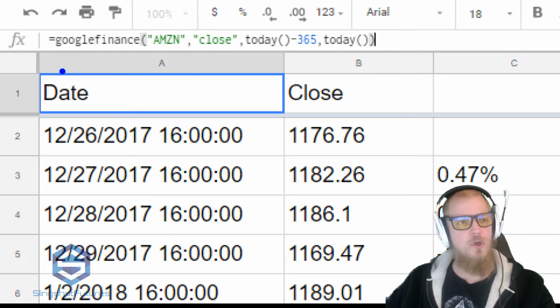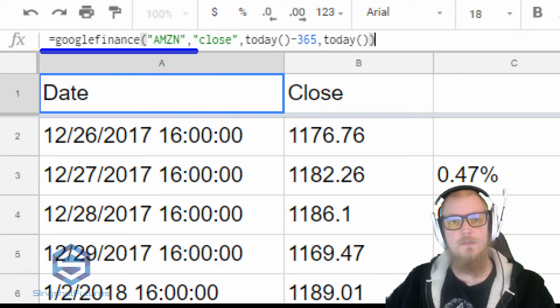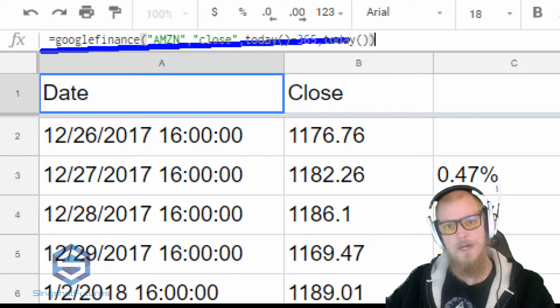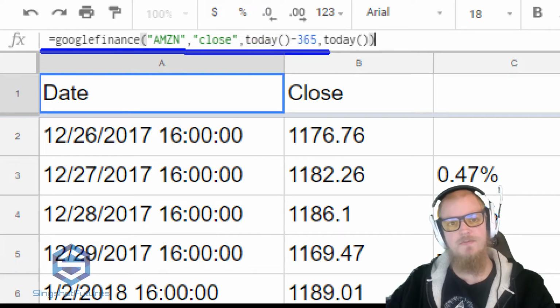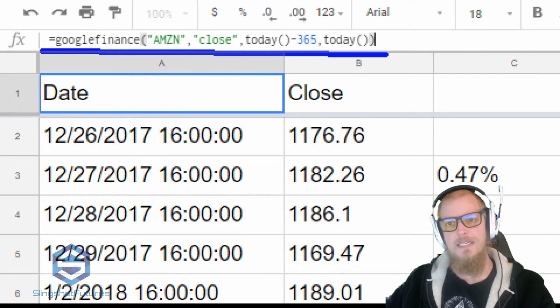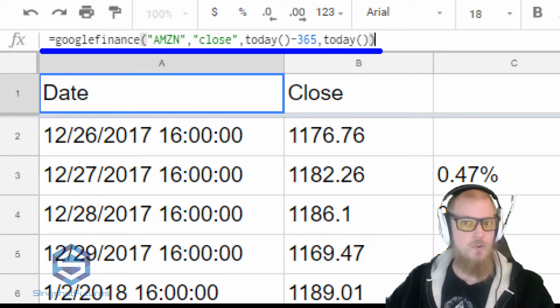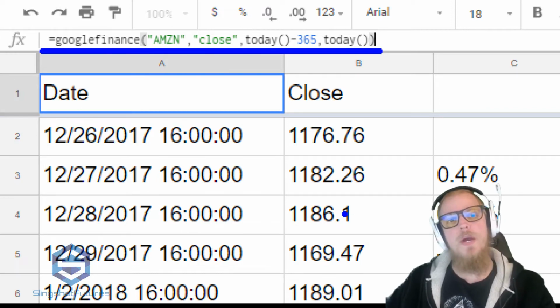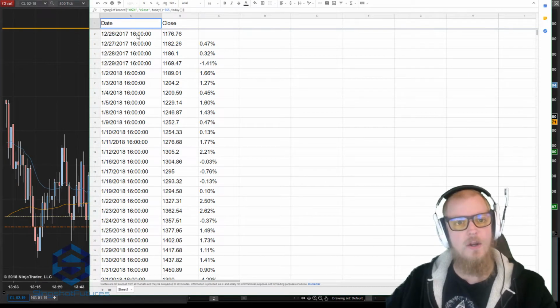So that's the calculation if you're looking for it. You put that in box number 1: equals GOOGLEFINANCE, parentheses, in quotes, AMZN, or whatever ticker symbol you want, comma, in quotes, close, because we want the closing price, comma, TODAY minus 365 days, because we want a year's worth of data, and we want it to accumulate all the way until today, right? There's your up to today. That's the calculation. And by doing that calculation, it's going to automatically fill in all of this stuff for you.